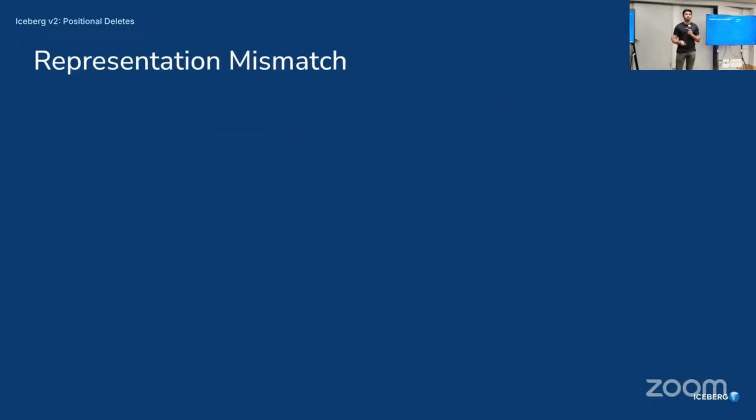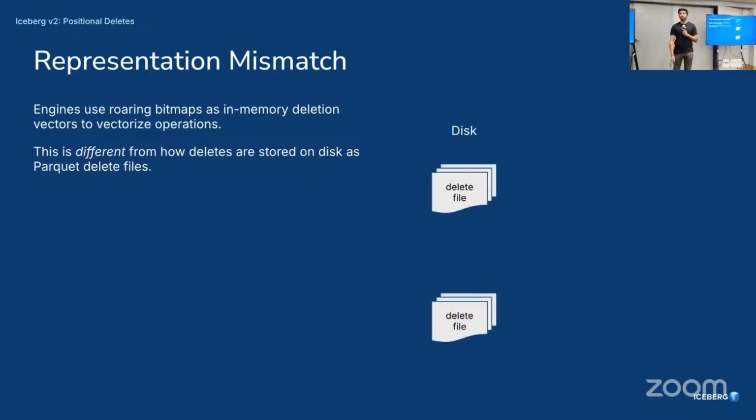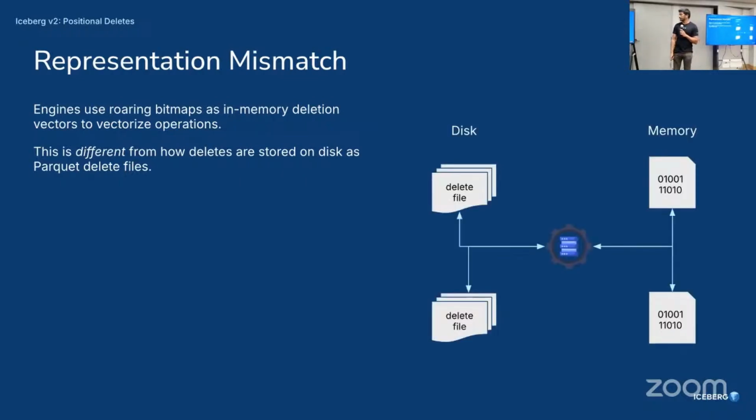We have this representation mismatch between what's happening in the engine and on disk. So engines use the roaring bitmaps. And the reason is, like what I was talking about, you get all these great benefits of set-like operations done bitwise, which allows you to vectorize your operations across many rows of data at once. However, it's different than how deletes are stored on disk as your Parquet delete files. And so your engine ends up playing this game of catch between your disk and your memory on all these given writes and reads, and it imposes a penalty and an overhead every single time.